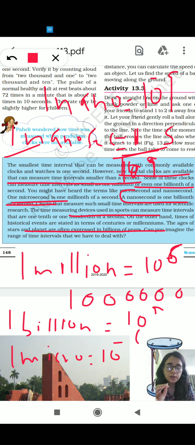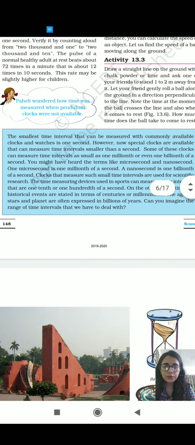So students, the commonly used units of time are hour, minute, second, and the smallest unit that we can observe is second. But nowadays special clocks are there which can measure time intervals which are less than 10 raised to power something of a second. So this was just basic information for you that you have to go through.